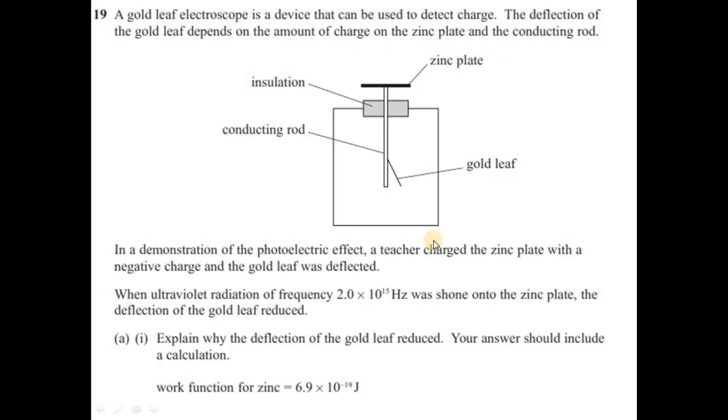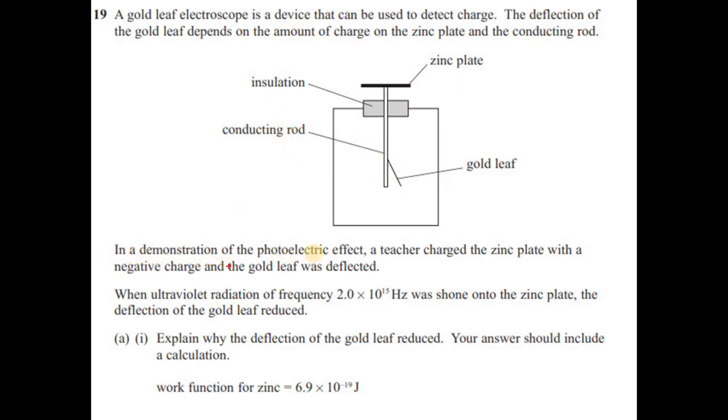Question number 19. A gold leaf electroscope is a device that can be used to detect charge. The deflection of the gold leaf depends on the amount of charge on the zinc plate and the conducting rod. Okay, so this is the gold leaf, conducting rod, zinc and insulation.